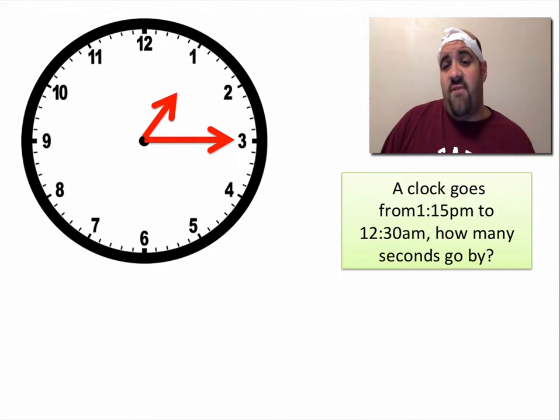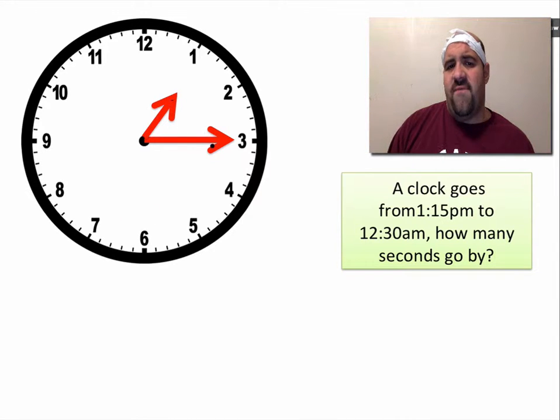So a clock goes from 1:15 p.m. to 12:30 a.m. You're starting at 1:15 in the afternoon, and you're going to 12:30 at night. How many seconds go by? This is a tough one. One way to think of this is to break it in parts.